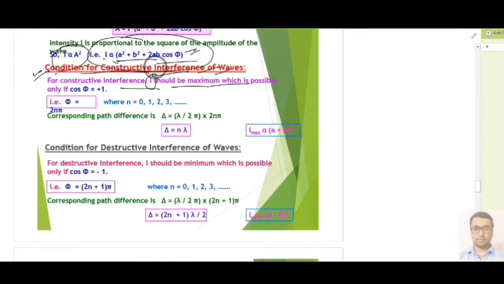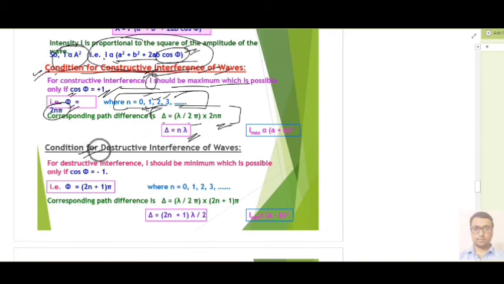So intensity will be maximum when cos phi is maximum, and for cos phi to be maximum, your phi should be 2n pi. Here n should be an integer, or you can say 0, 1, 2, 3 like that, because cos 0 is also positive 1. Corresponding to that we can calculate the path difference, which is given by lambda upon 2 pi into 2n pi. So we will get path difference equal to n lambda.